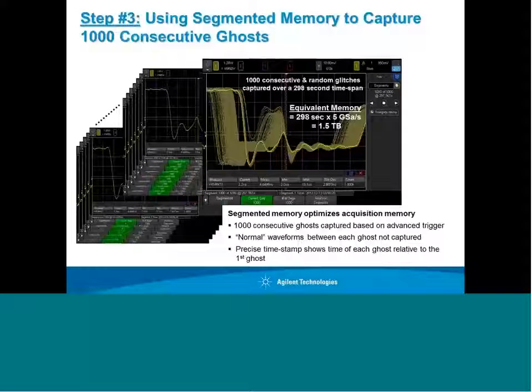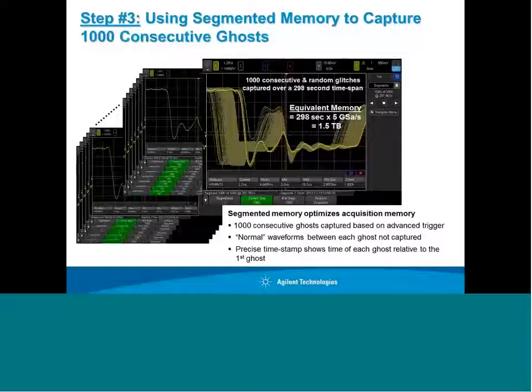And then I'm able to go back and review each occurrence, as well as view the time of each occurrence relative to the very first occurrence, the first glitch it captured. In this particular example, we captured 1,000 events over nearly a 300-second time span. Now, we didn't capture anything in between. We just captured the problem signal.